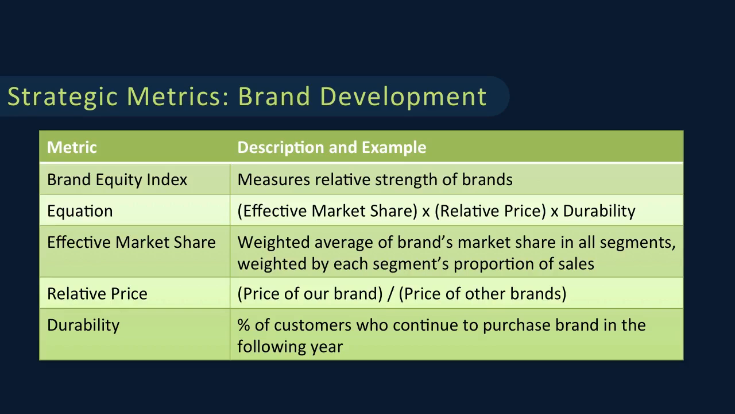Relative price is the price of our brand versus that of other brands. For example, one of the reasons that Apple can charge more for their PCs than those of competitor Dell is because Apple's brand is so much stronger. Durability is defined as the percentage of customers who continue to purchase the brand in the following year. Durability is therefore a lot like customer retention.